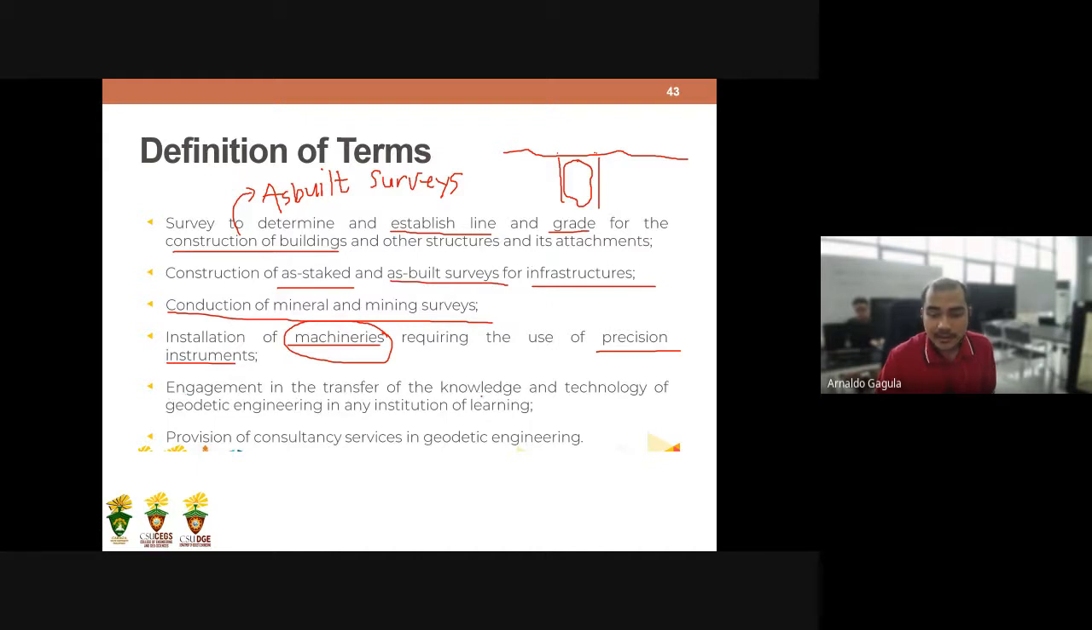Engagement in the transfer of knowledge and technology of geodetic engineering into any institution of learning, and provision of consultancy services in geodetic engineering. This part is about academe, where we belong. Academy.